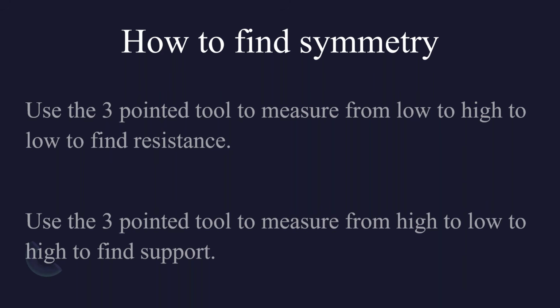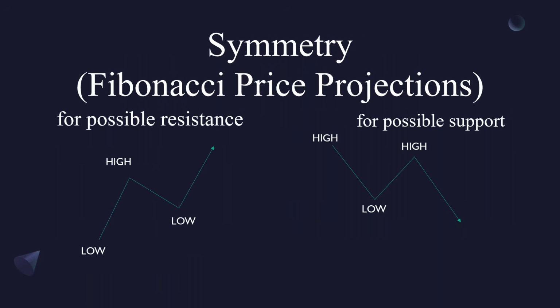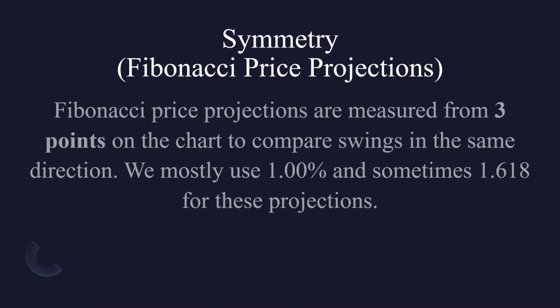As far as, let's see, how to find symmetry. Okay, Carolyn already touched on this, so I'm going to get through it pretty quick. But you use a three-pointed tool to measure from a low to a high, projected from a more recent low to find resistance, and from a high to a low projected from a more recent high to find support. All right, and Carolyn already took that, so I'm not going to spend too much time on it.